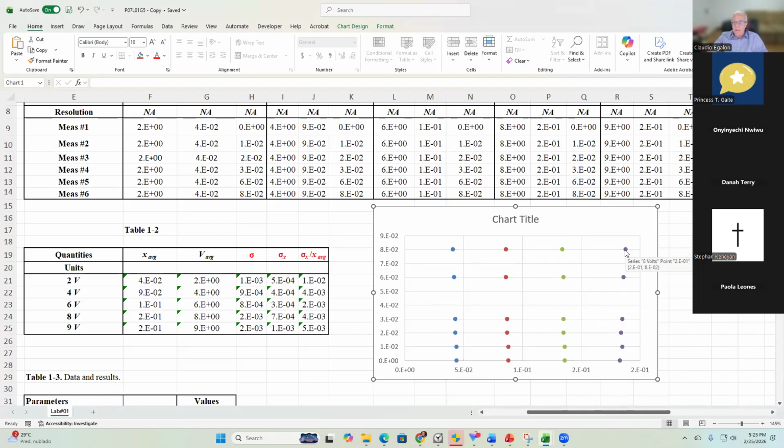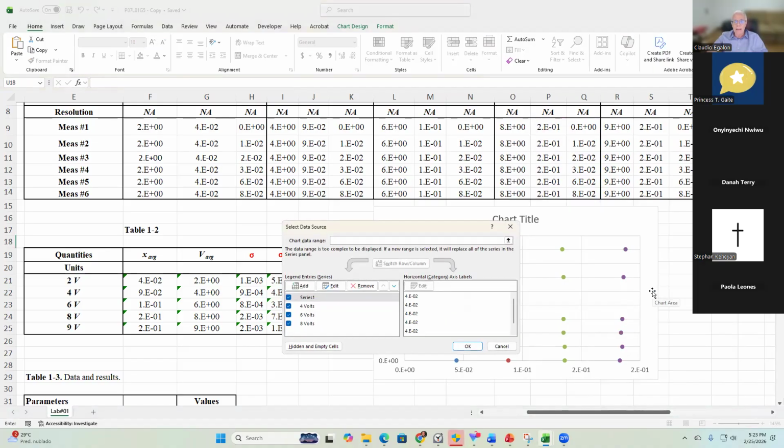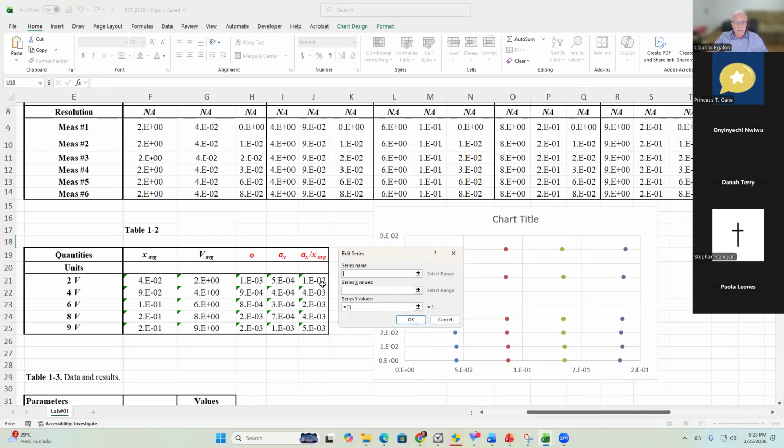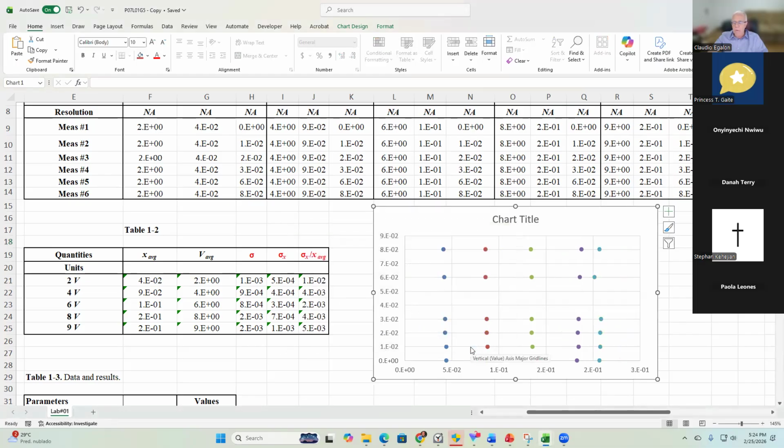So left click, right click, select data, add. Now it's going to be 9 volts. Okay. Click here on X value, and then highlight the set of X value data points. Erase completely what comes next, and highlight the Y values in the column. Click OK, and we should get our last equipotential.